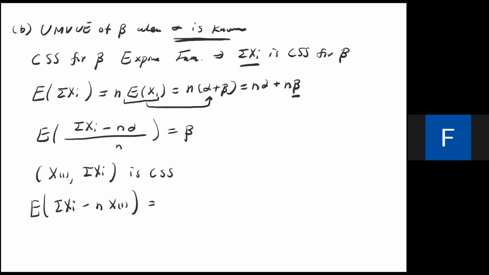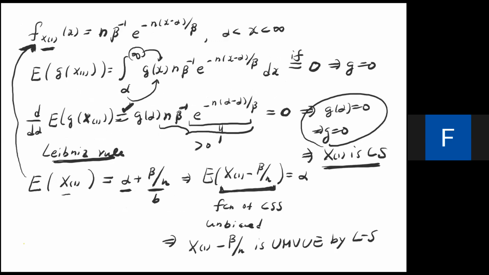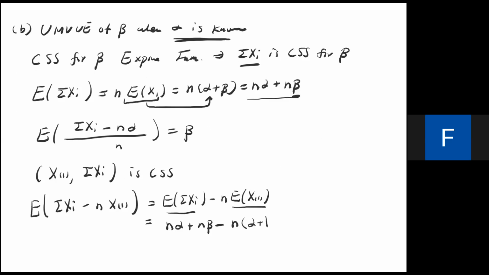Okay, because I do know that the expectation of summation xi minus n times the expectation of x1 is what? This here: n alpha plus n beta minus n times alpha plus beta divided by n, such that n alpha is taken out. This gets n beta minus beta, so it becomes n minus 1 times beta.